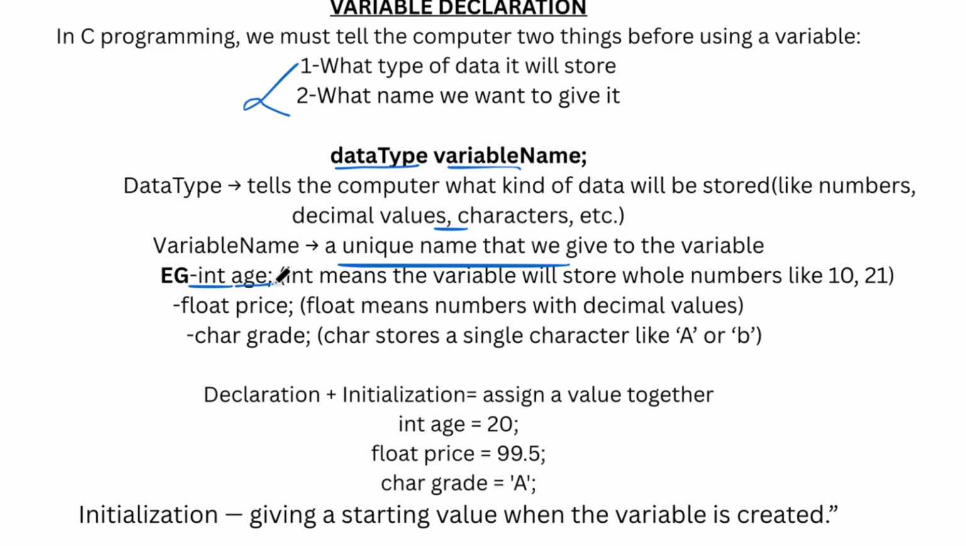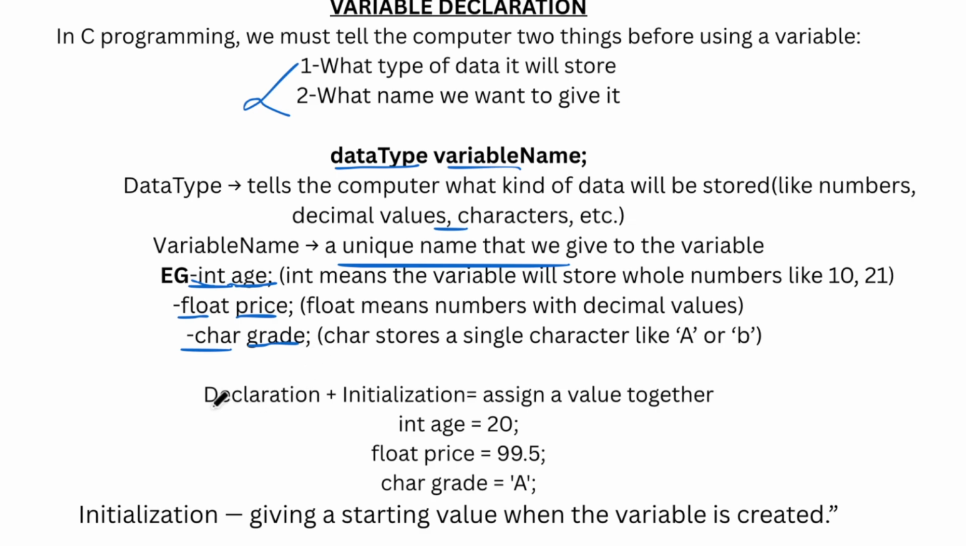And if we are going to store some decimal numbers, then we use the float data type, and the variable name depends on us, what we want to name it. Here I am giving it price. And if we are going to store single characters, then we use char, and the unique variable name is grade. I already explained what int, float and char mean. So while declaring a variable, we first give the data type we are going to store in it, and give a unique name to the variable, like age, price and grade.